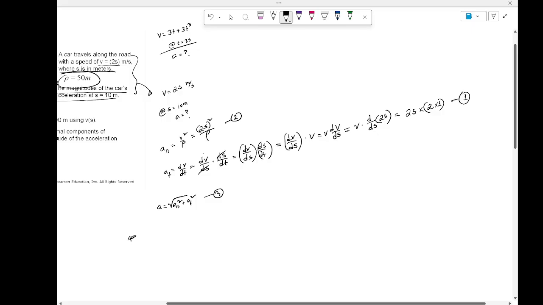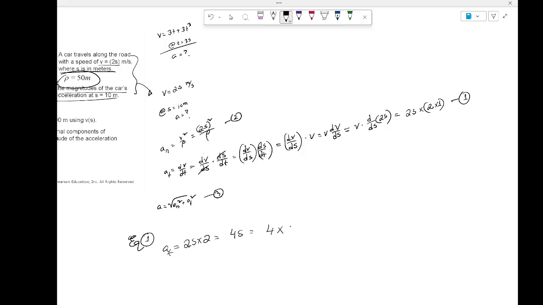So from equation number 1, can I write this as AT equals... All right, so AT equals what? 2s multiplied by 2, which is 4s, right? And then 4 multiplied by what, guys? What is the value of s given? 10 meters, so 40. Meter per second squared. That's what I should be writing.